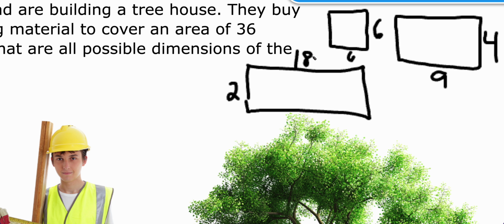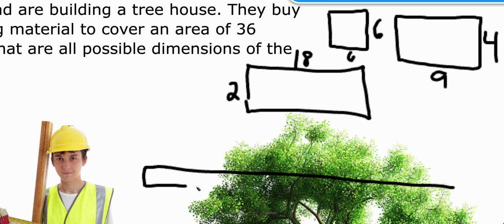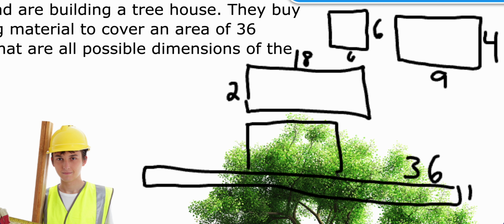36 times 1. It could be 1 by 36. That'd be a weird looking treehouse. Okay, what else could it be? There's one other. 12 times 3. 3 times 12. Okay, so I think that gets it. 1 by 36, 2 by 18, 3 by 12, 4 by 9, and 6 by 6.